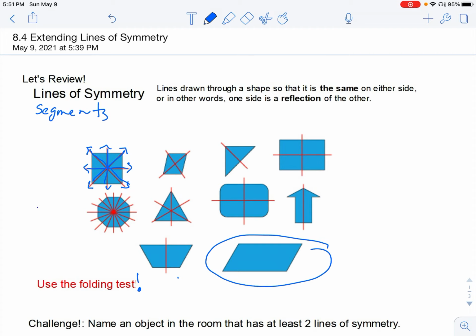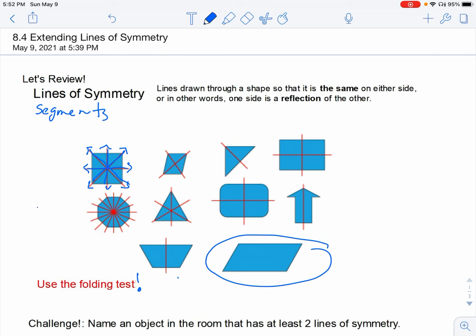I was looking at my window frame, which is in a square shape. And then I guess I had a lot of squares because I was also looking at my door. Although if you counted the door handle, then it wouldn't be symmetric because the door handle's not on the other side. But at least the door frame is. Okay, I hope you had fun with that challenge too.